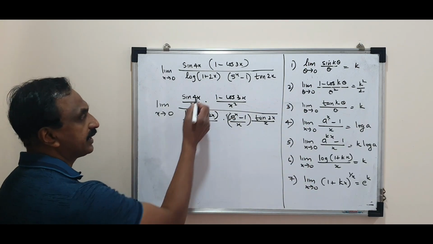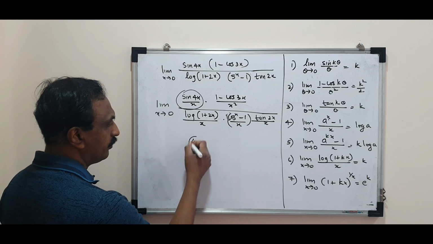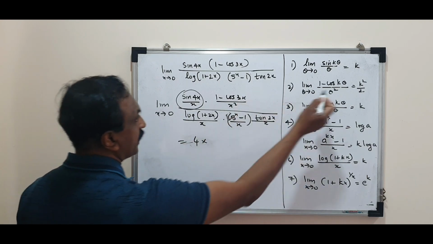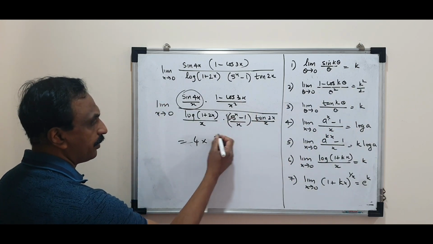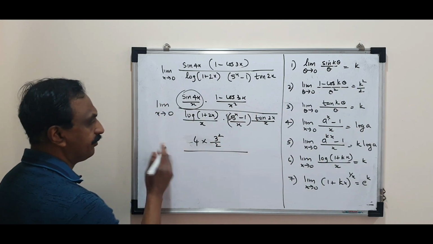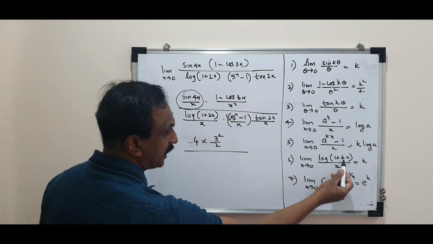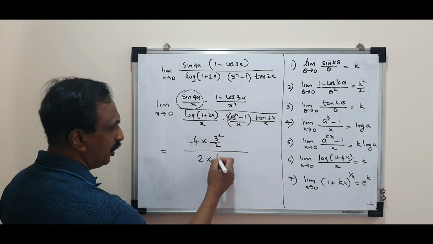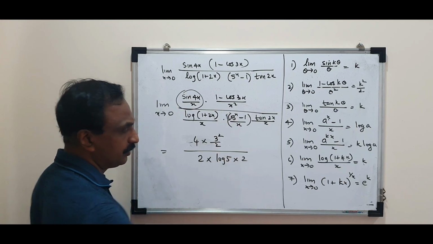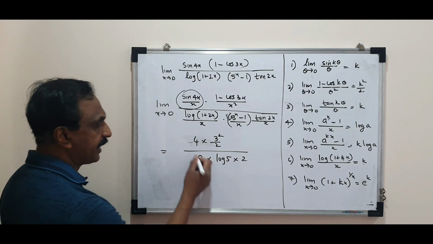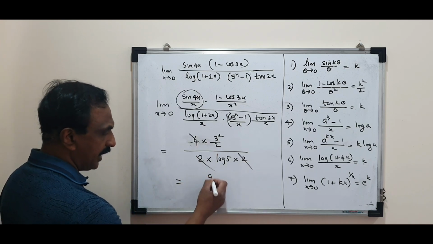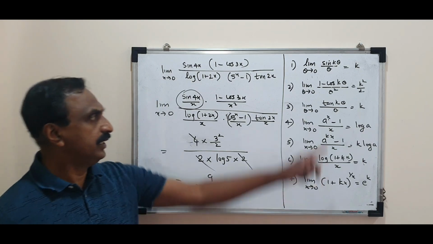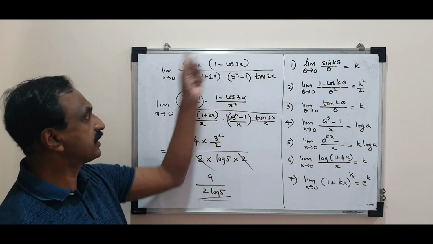Now you can write your answer directly. This is nothing but 4. This is nothing but 3 square, k square by 2. So 3 square by 2 divided by log of 1 plus kx, the coefficient of x is k here, the coefficient of x here is 2, log 5 into 2. This becomes your answer. Now wherever we can cancel it. So 9 by 2 log 5 becomes your final answer. So this way, all the formulas together can be asked as a single term.